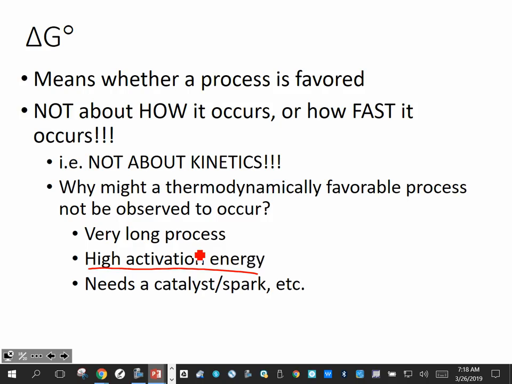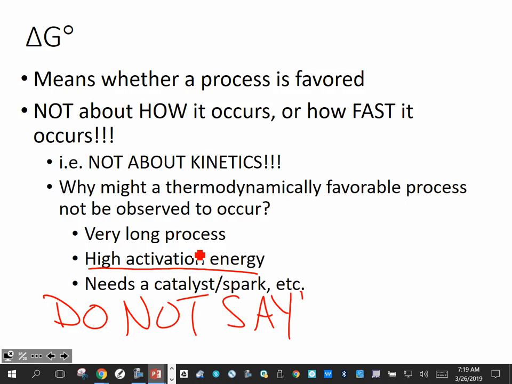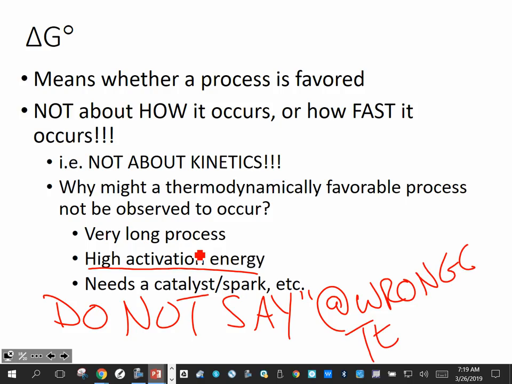But you do not want to say that it's at the wrong temperature, because it is at the right temperature. It is absolutely at the correct temperature. So you have to think kinetically about, okay, why isn't this reaction occurring immediately? That's kinetics. We know it's thermodynamically favored. We know it's going to happen on its own. Maybe it just takes a while. Maybe it needs something else to get the reaction going.